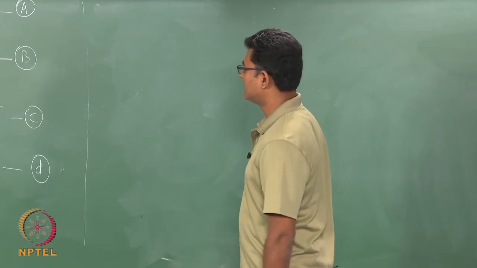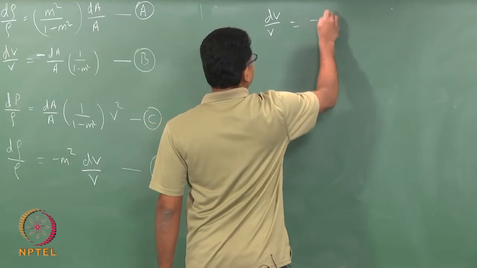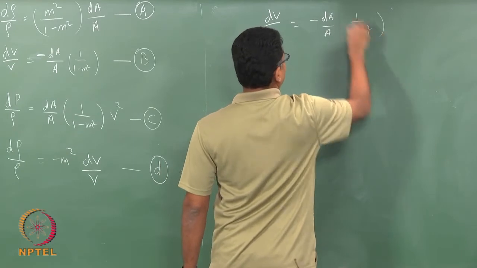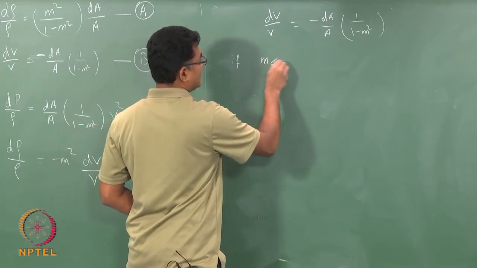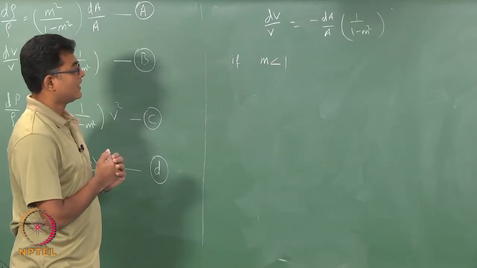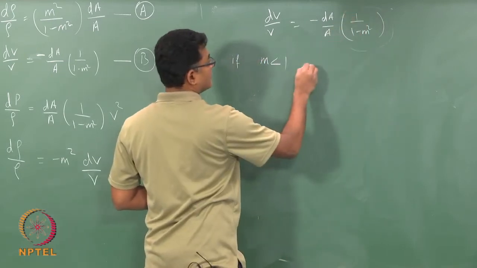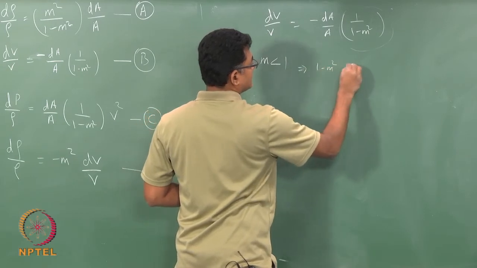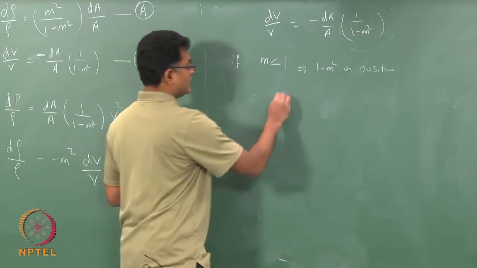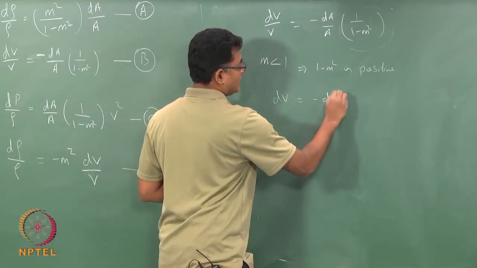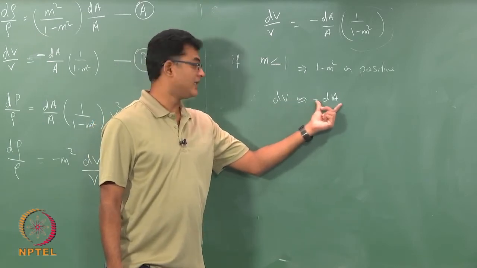So, let us take first the equation B. dV by V equals minus dA by A times 1 minus m square. If m is less than 1, this quantity, 1 minus m square, is positive, which means my dV goes as minus dA. So, if there is a positive change in dV, there should be a negative change in dA. So, what is dA?